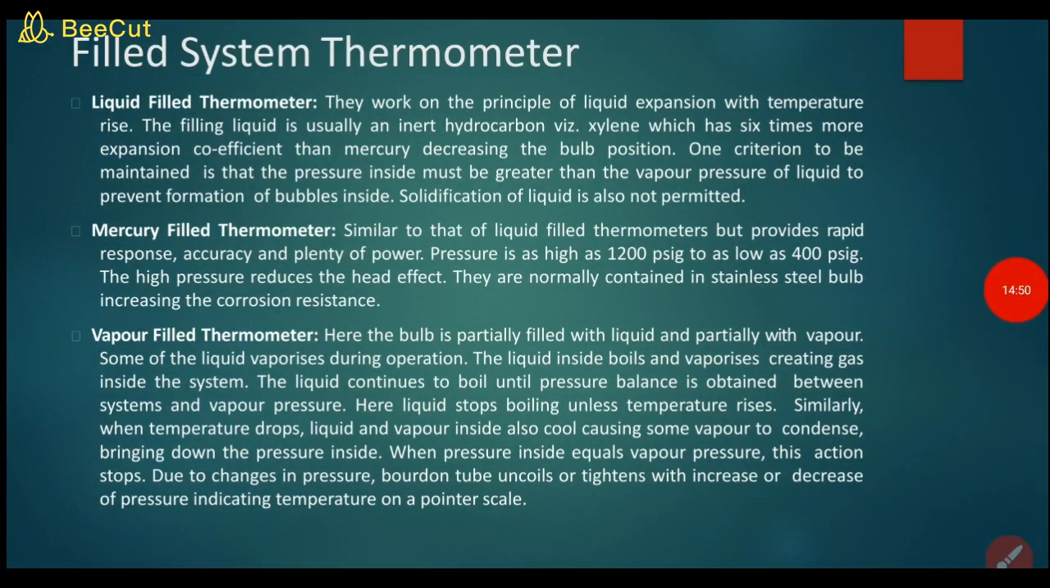And we have the vapor filled thermometer. Here the bulb is partially filled with liquid and partially filled with vapor. Some of the liquid is vaporized during operation. The liquid inside boils and vaporizes, creating gas inside the system; the liquid continues to boil until pressure balance is obtained between the system and vapor pressure. Here the liquid stops boiling unless the temperature rises. Similarly, when the temperature drops, the liquid and vapor inside are also cooled, causing some vapor to condense, so bringing down the pressure inside, and when the pressure inside equals the vapor pressure, this action stops. Due to the change in the pressure, the Bourdon tube uncoils or tightens with increase or decrease of the pressure, indicating temperature on the pointer scale.